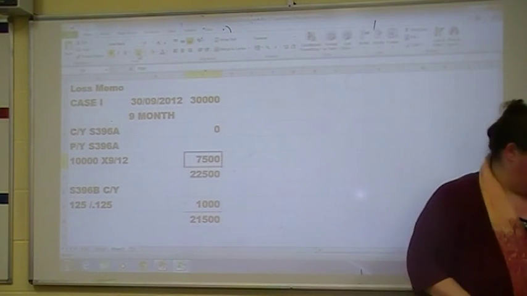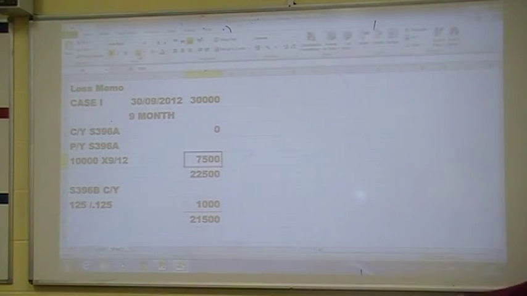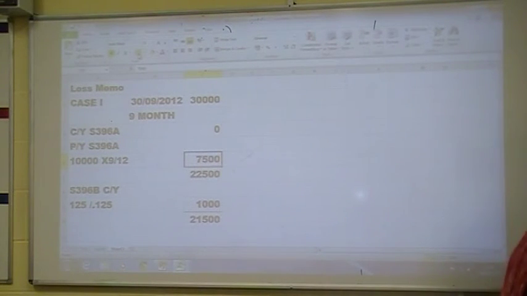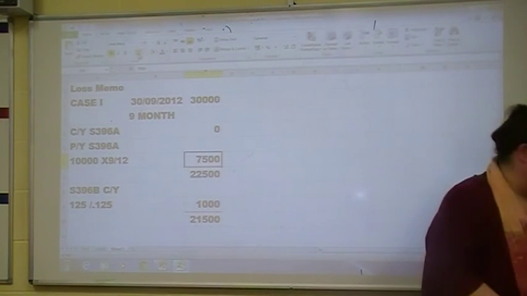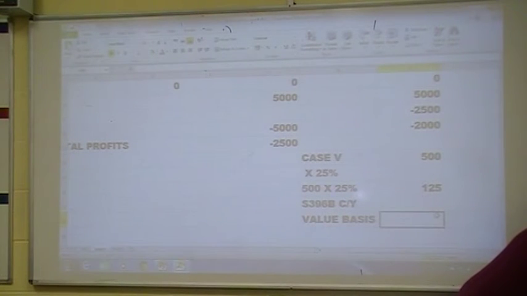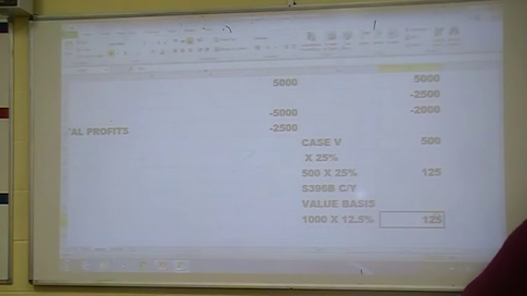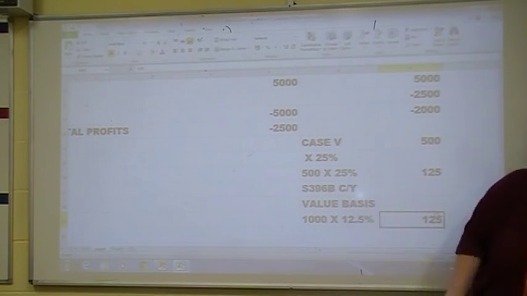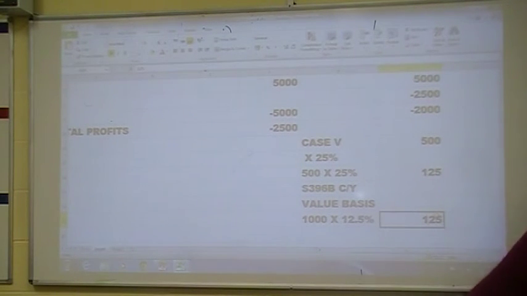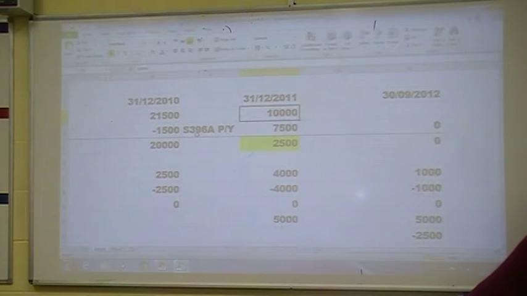So I'm down to 21,500. Is that what you're having? Have you 21,500? So when I go back in here, I have minus 125, or we do €1,000 by 12.5%, 125. So we've no tax liability now in September 12. We've no tax liability in, what's our year before? 2011.